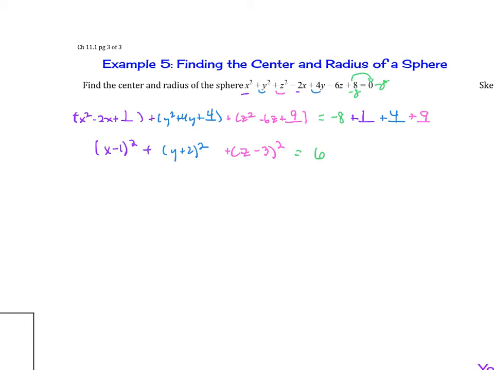And so really, thinking about center and radius, this is 6. This should be really the square root of 6 squared. So our center is these values here. So that's 1, -2, 3. And then our radius is actually the square root of 6.